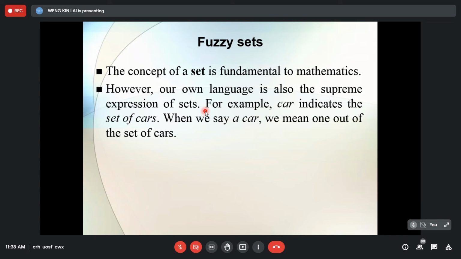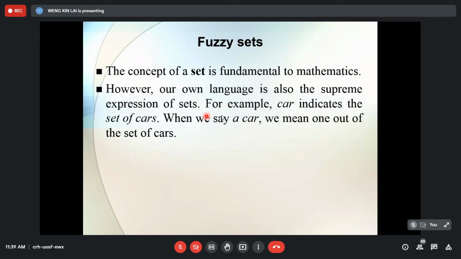Now, the concept of a set is fundamental to mathematics. I believe you all studied this in your secondary school, a little bit about set theory. So this is purely mathematics. Now, our own language, I think this applies for all languages, is also the supreme expression of sets. What do you mean by that?